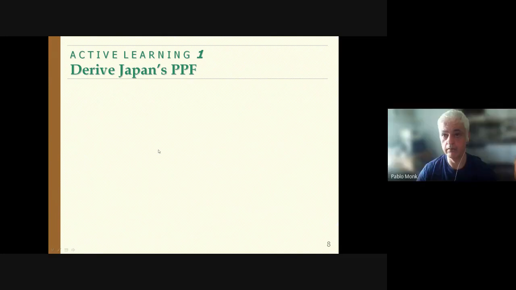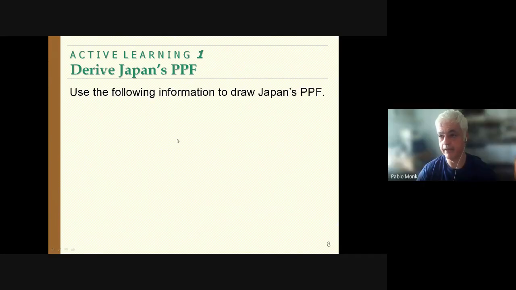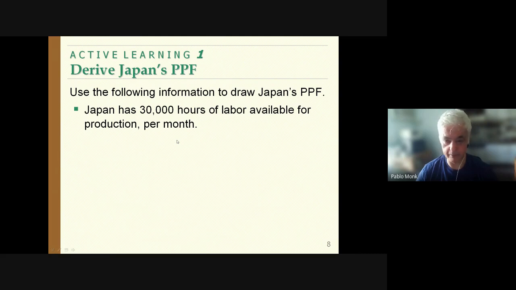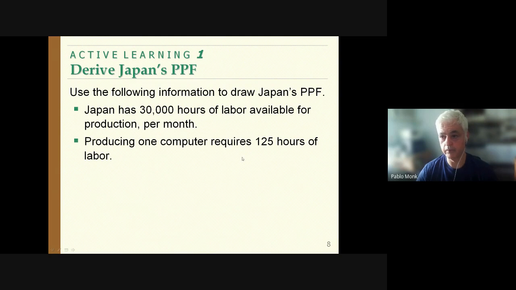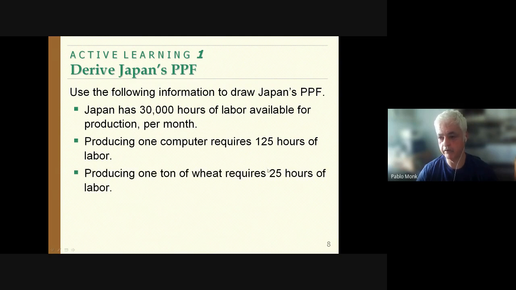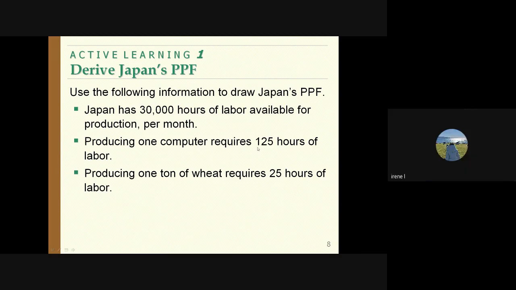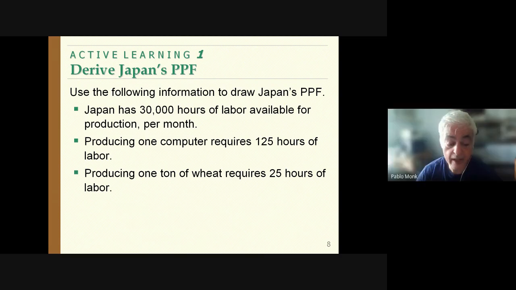Okay, so now we can derive Japan's PPF. So Japan, in this model, has 30,000 hours for production per month. Producing one computer takes 125 hours, producing 1 ton of wheat takes 25. So actually, wait a second. Japan takes 125 hours and the US takes 100 hours. So what does that mean when you're comparing these two countries? It takes Japan longer, or more people.